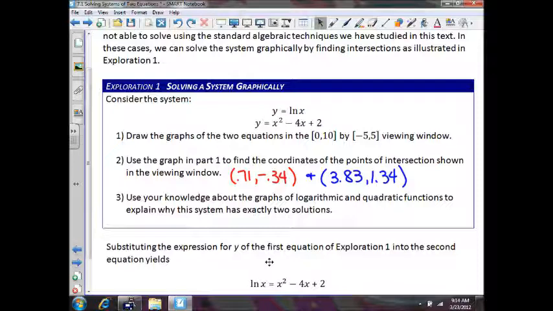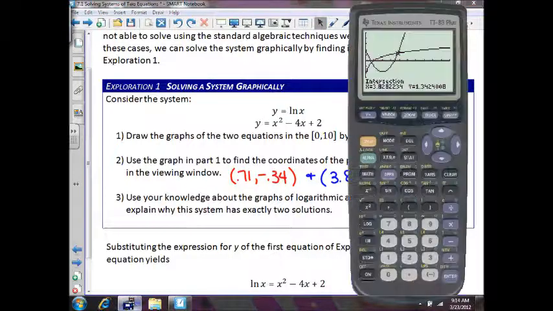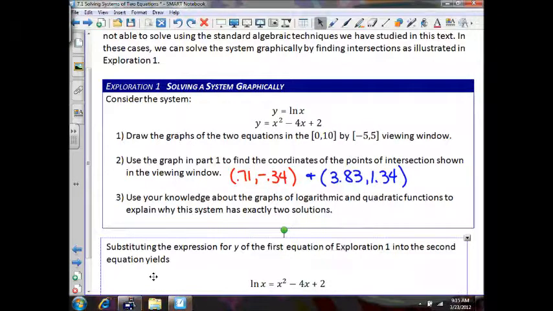Now, number 3 says, use your knowledge about the graphs of logarithmic and quadratic functions to explain why this system has exactly two solutions. Well, because you know it's quadratic, that means it's going to look like a parabola, as shown. Now, natural log only exists in the first and fourth quadrants, the positive x-axis. So, because we chose our window 0 to 10, we know there's not going to be any version of the ln of x left of the x-axis or for negative x values. So therefore, we know it's only going to have these two solutions.